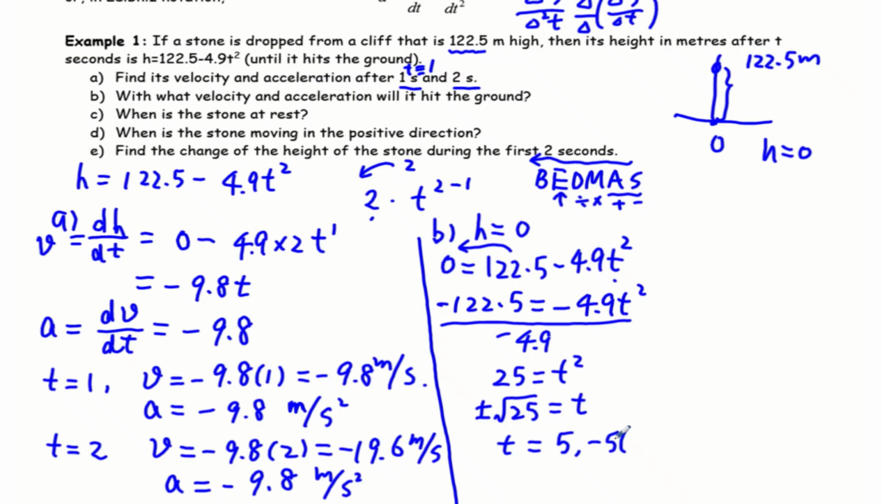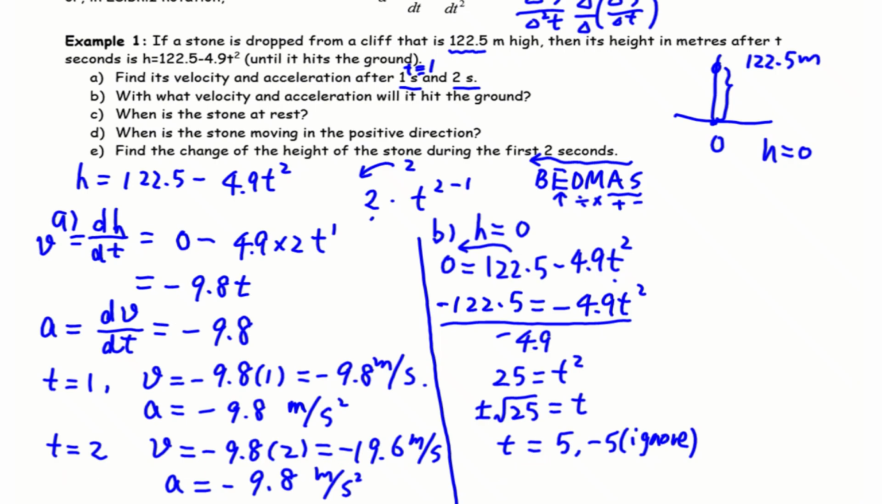But negative 5 seconds doesn't exist. We don't know where the stone is -5 seconds before the stone dropped. What happened to the stone? We have no clues. So we ignore the negative time. Then we know that at t equals 5, it will hit the ground.